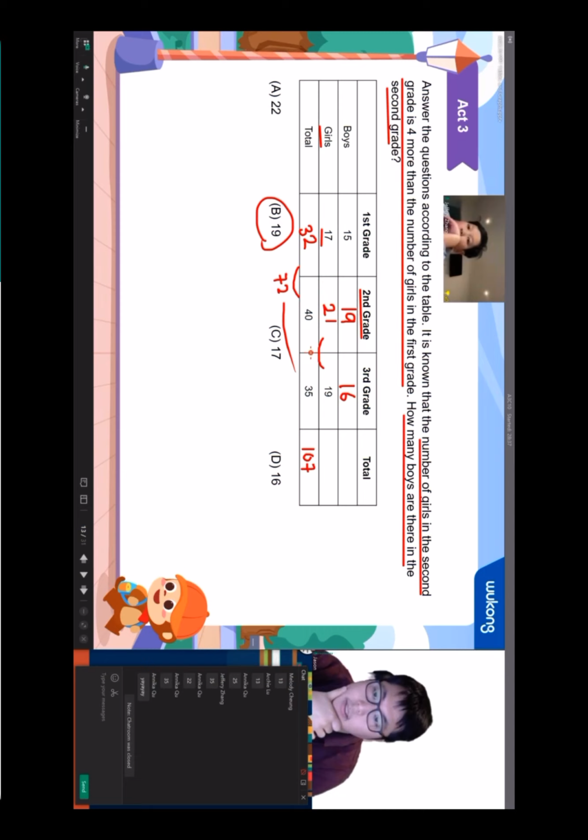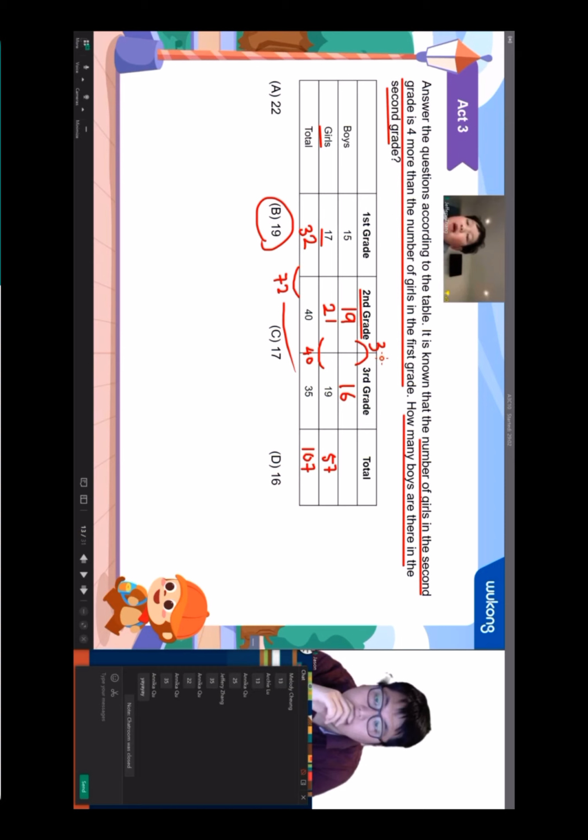Now, let's add the numbers. 21 plus 19 equals how much? 57. Oh no, sorry. 40. 40 plus 17 is, yes, 57. And now, what is 19 plus 36? 36. How much?